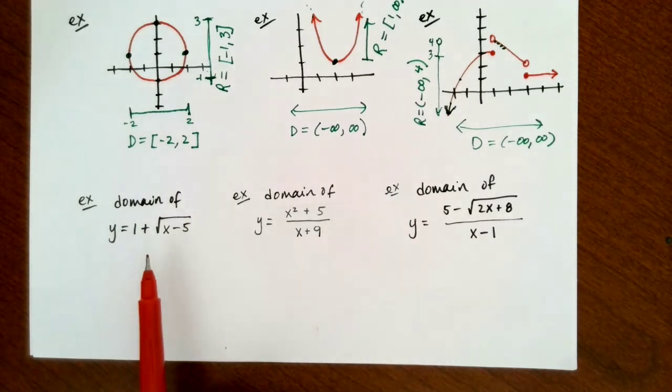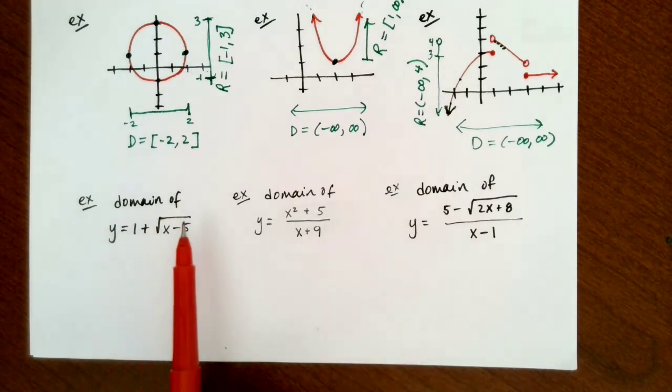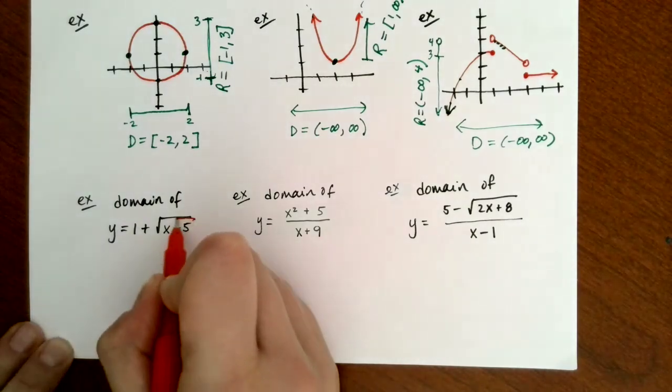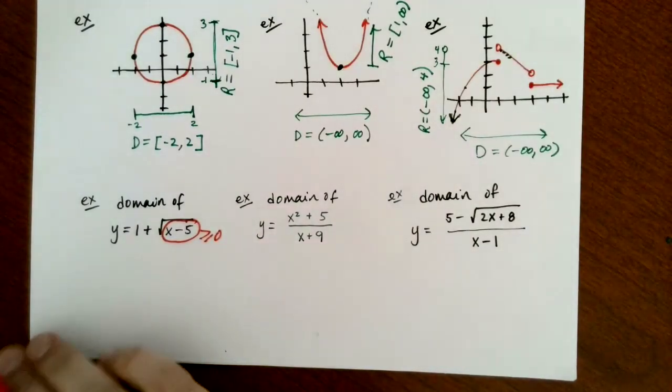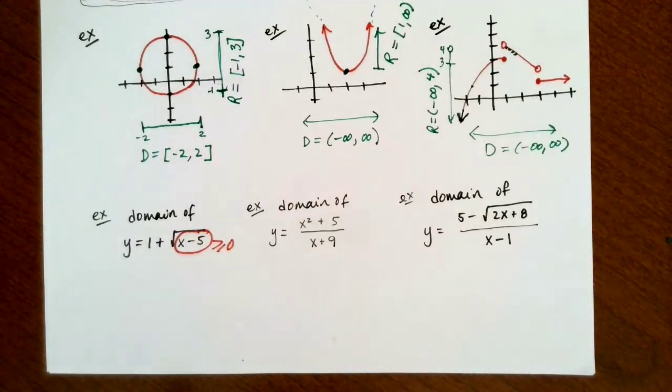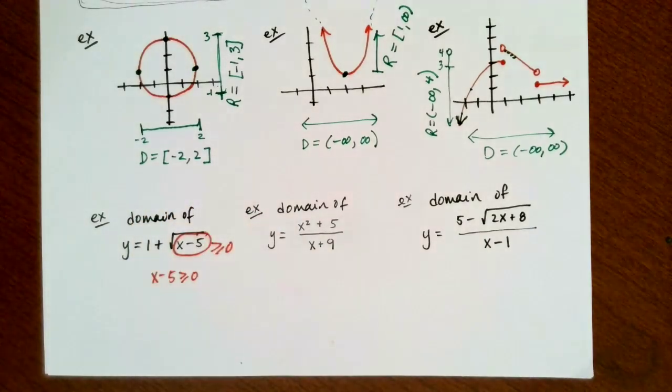All right, so it turns out when you have a square root in your formula, and here it's plus a 1, over here it's on top with a 5, it doesn't really matter what's happening to it, but if there is a root, you take whatever is in the root, so here that's the x minus 5, and you set it greater than or equal to 0. So I can only plug in x values where x minus 5 is greater than or equal to 0. That way I know I'll have an actual real number output.